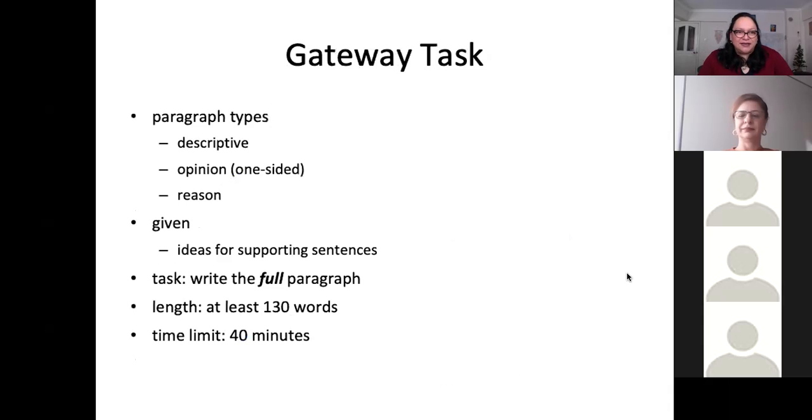For the gateway task, we have the same three paragraph types, but the students are not given the topic or the concluding sentences. They are given ideas for supporting sentences, but if they have other ideas they would prefer to use, they can do that in the gateway. For this task, the students will need to write the full paragraph. So the length is a little bit longer. It's 130 words. And again, they'll have 40 minutes to do that.